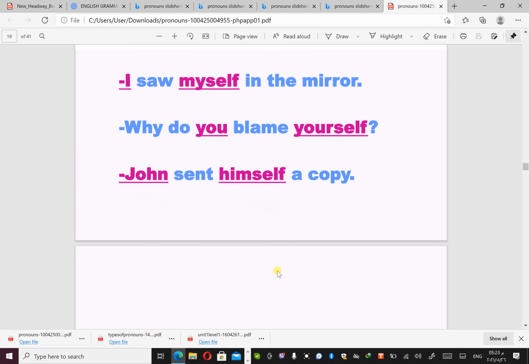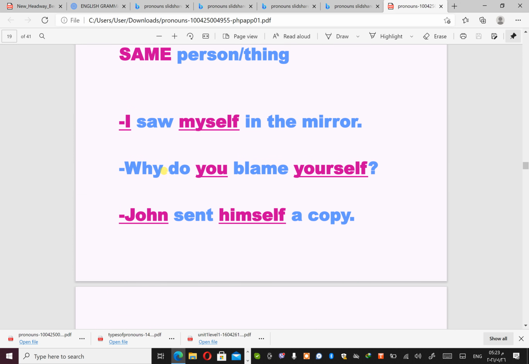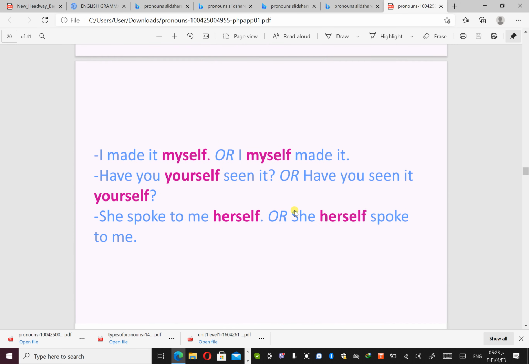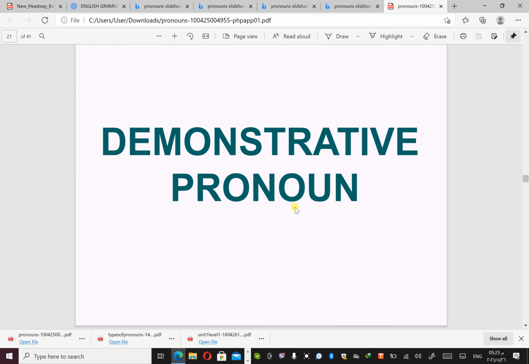For example, why do you blame yourself? I saw myself in the mirror. So here it just emphasizes who the doer of the action is. Also, to emphasize more, yeah, exactly.